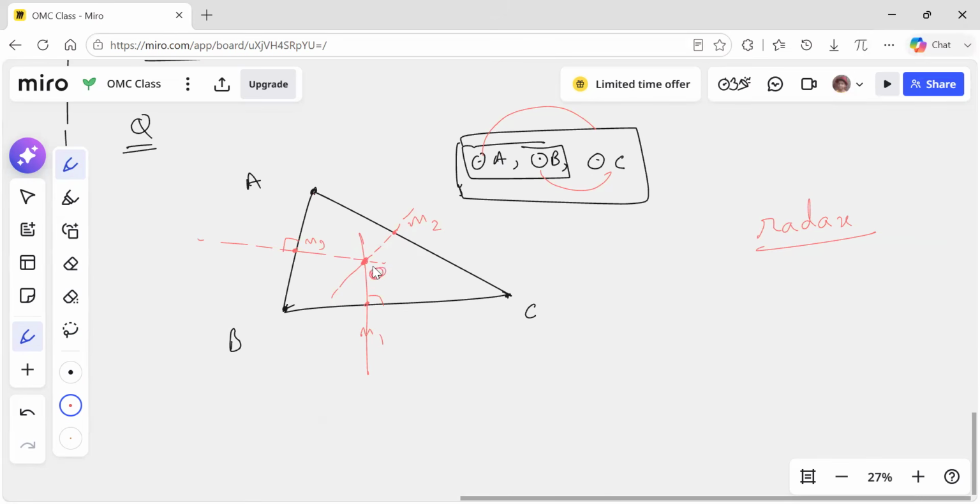And why is this the circumcenter? Because it is the center of the circle circumscribing ABC. And why is that true? Because OA is equal to OB because it lies on this perpendicular bisector. OB is equal to OC because it lies on this perpendicular bisector. And since OB is equal to OA is equal to OC, I can draw a circle centered at O which passes through these points. So this shows the existence of circumcenter.